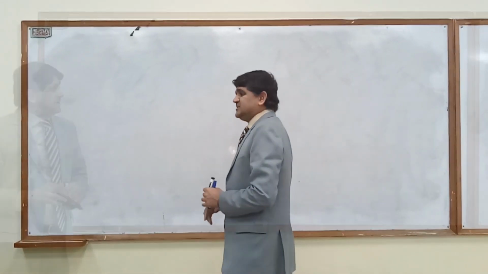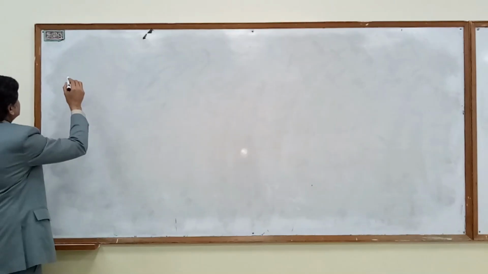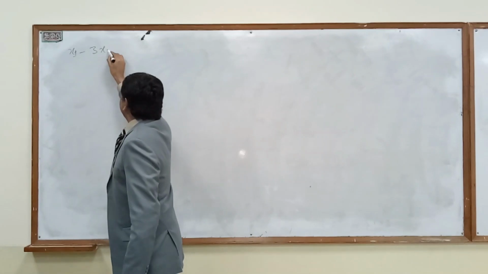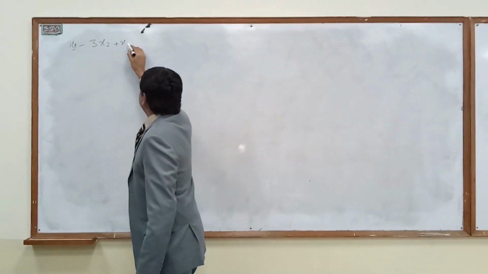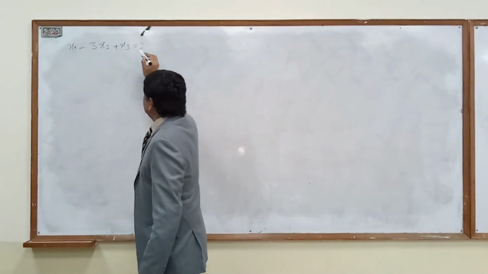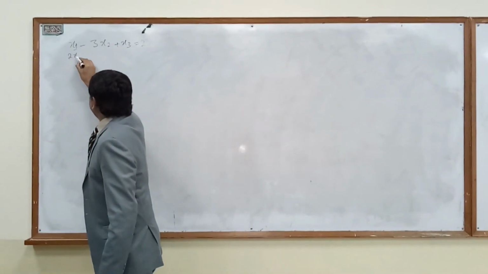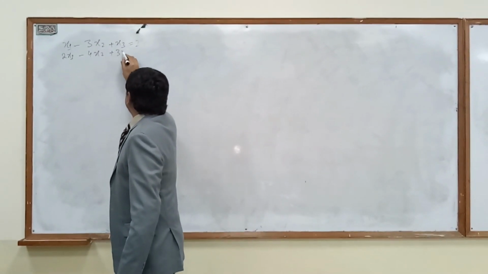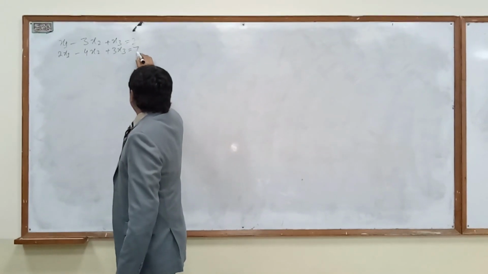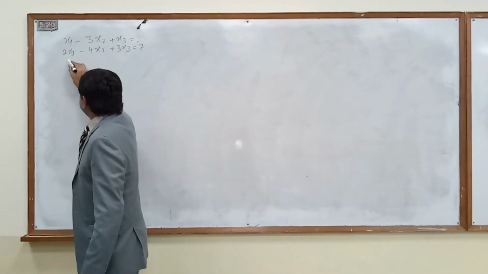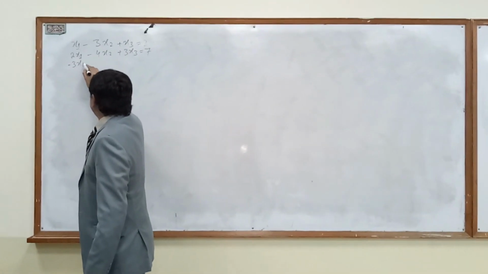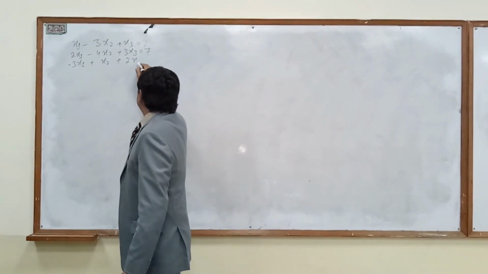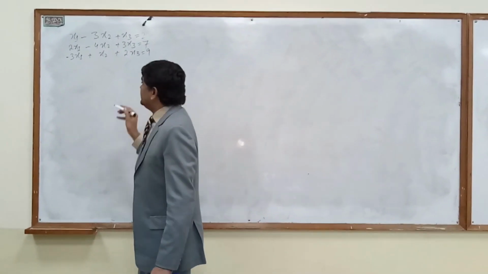Look at question number 5. What is question number 5? x1 minus 3x2 plus x3 is equal to 2. Then 2x1 minus 4x2 plus 3x3 is equal to 7. And equation 3 is minus 3x1 plus x2 plus 2x3 is equal to 9.